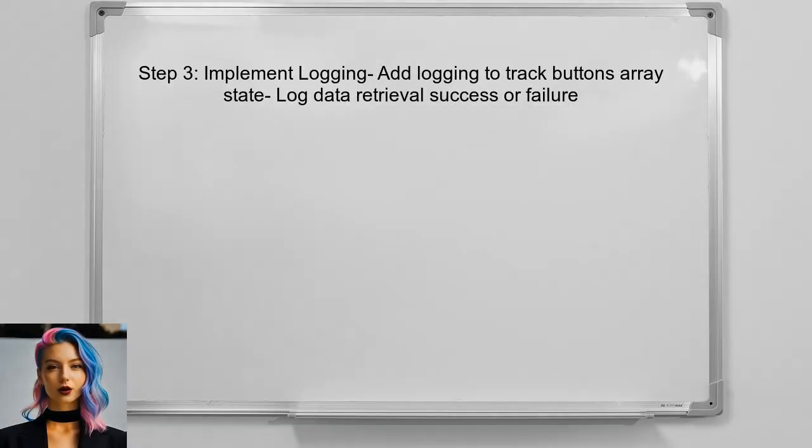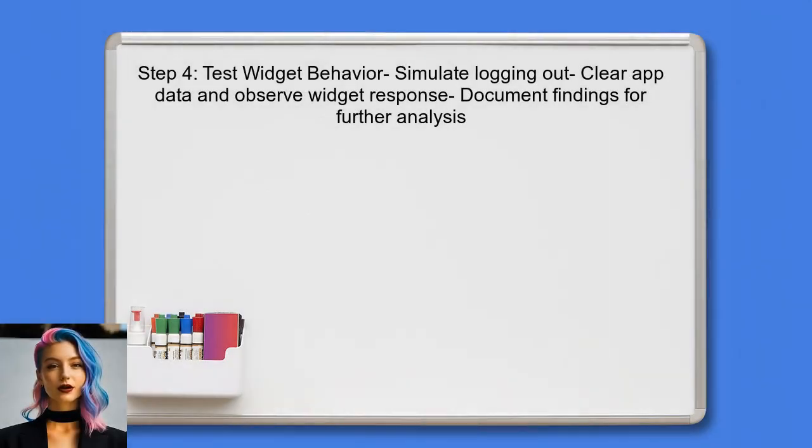The user should also consider implementing logging to track the state of the buttons array over time. This can help identify when and why it becomes empty. Finally, the user can test the widget behavior by simulating different scenarios, such as logging out or clearing the app's data. This will help reproduce the issue and identify potential fixes.